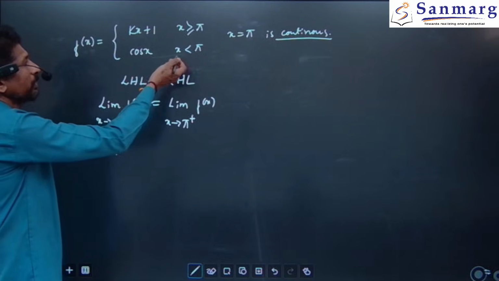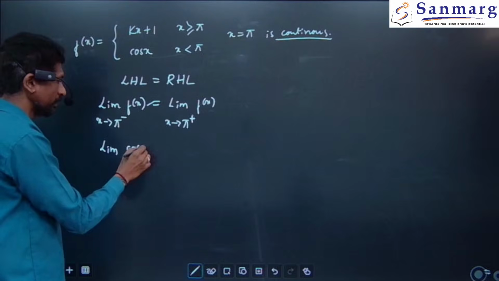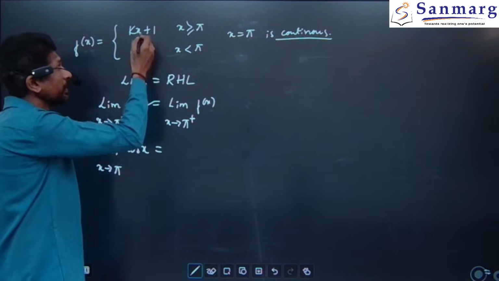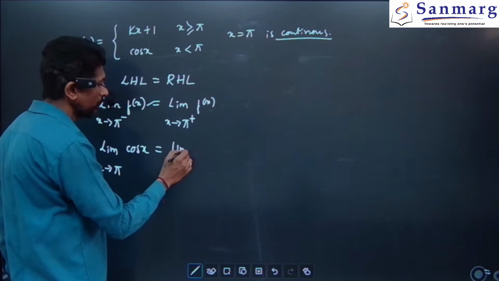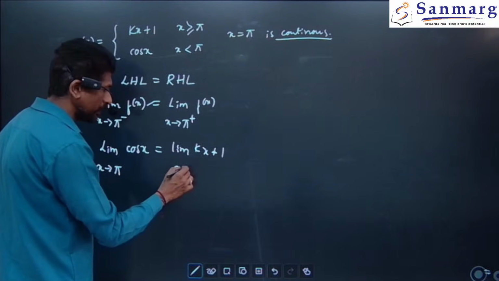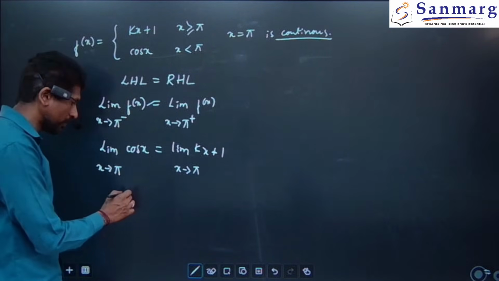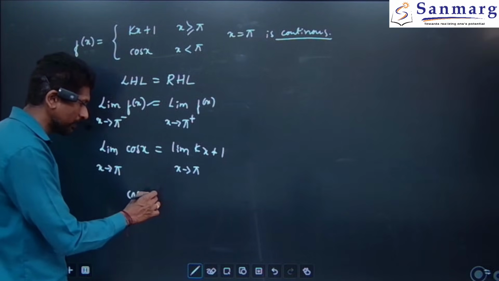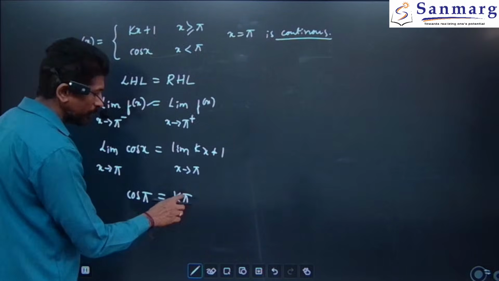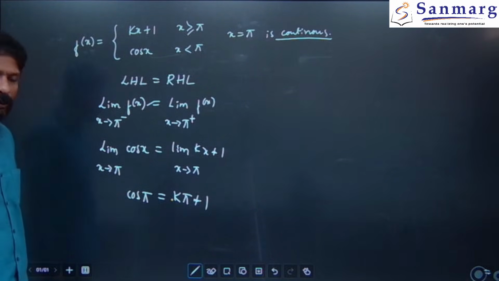So now I will consider the limit of the function of x. The LHL part, where x is less than pi, is cos x itself, where x tends to pi you have to write. Next, the RHL part, where x is greater than or equal to pi, is kx plus 1, and again you have to consider x equal to pi itself. Now substitute pi in the function of x, so cos pi will come. Again in the RHS part x is nothing but pi now, so k pi plus 1 comes. You have to find out the k value now.